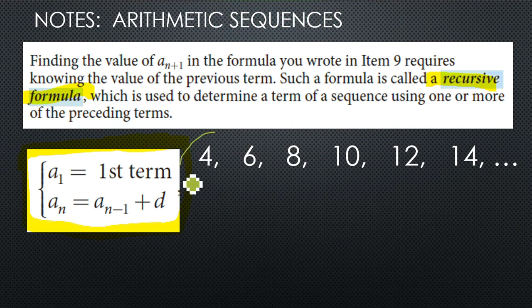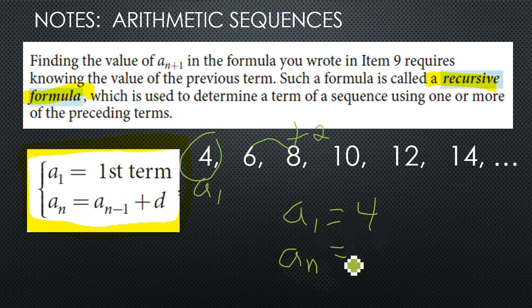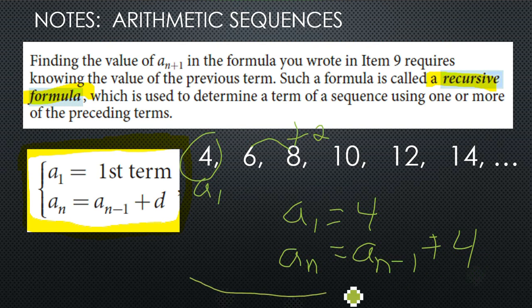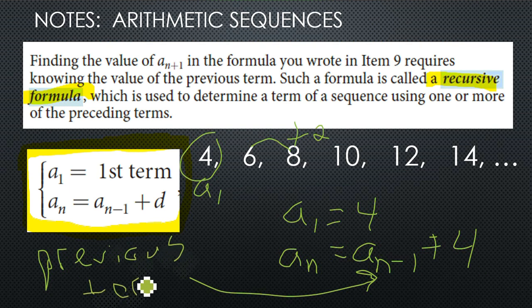So again, our first term is here, A1. We've identified our common difference as going up by 2. So our common difference is 2. In our rule, we just say A1 equals 4. And then down here we indicate the common difference by saying A of N equals the previous term, remember that's what A of N minus 1 stands for, plus the common difference. It just means previous term. So we're telling our reader, take the previous term and add the common difference to it, and you get the next term.